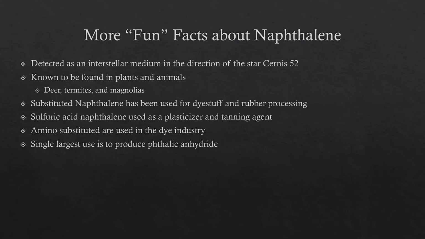There are more uses for naphthalene and places to find it rather than just killing moths and improving octane rating. Naphthalene has also been detected in the interstellar medium in the form of the protonated version in the direction of the star Cernis 52. This research has been publicized as mothballs in space. Some other places where you can find naphthalene include the magnolia plant, some species of deer, and a type of termite. This is believed to be a source of repellent to protect these plants and animals from potential predators.